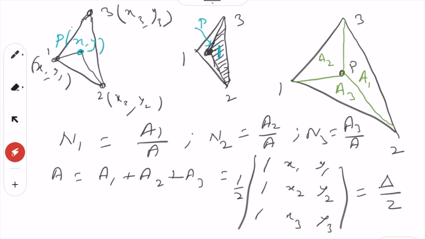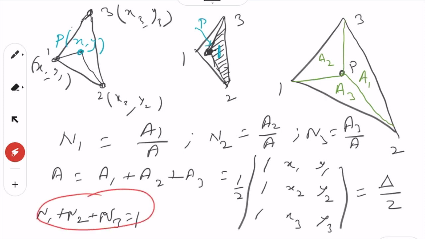Okay, now we can formalize. One thing you can see is that N1 plus N2 plus N3 will always be equal to 1. Why? You can see that N1 plus N2 plus N3 equals A1 plus A2 plus A3 divided by A, so basically A over A equals 1. So this also behaves like proper shape functions. Okay, so if this is the basic definition, we can now find out the exact values of N1, N2, N3.